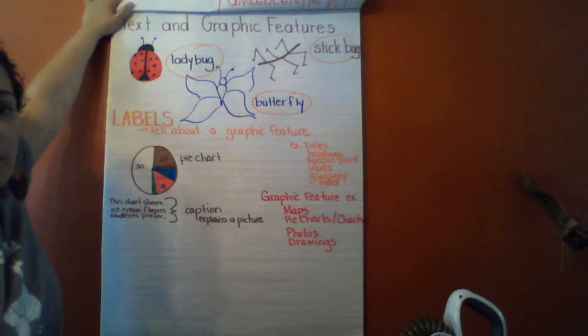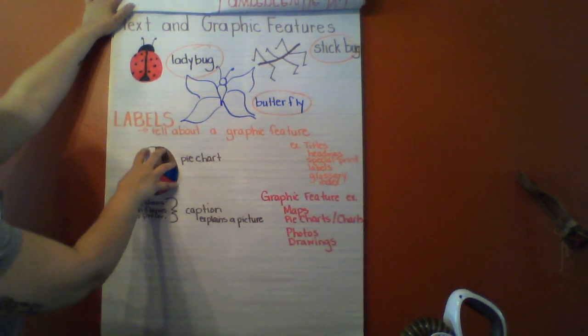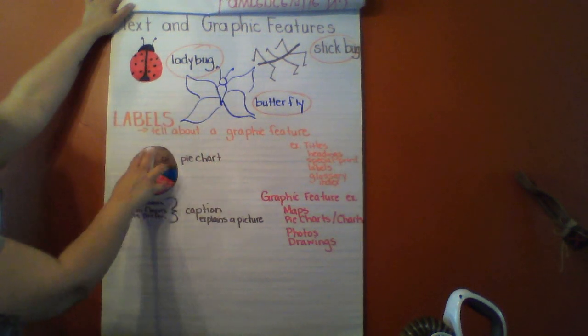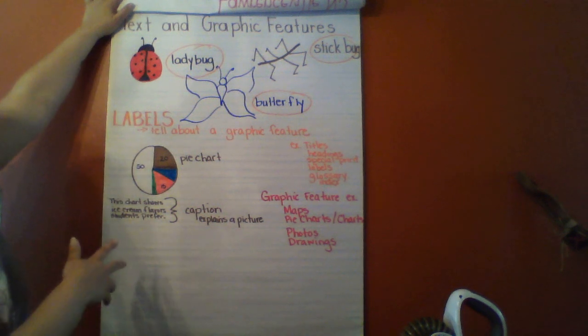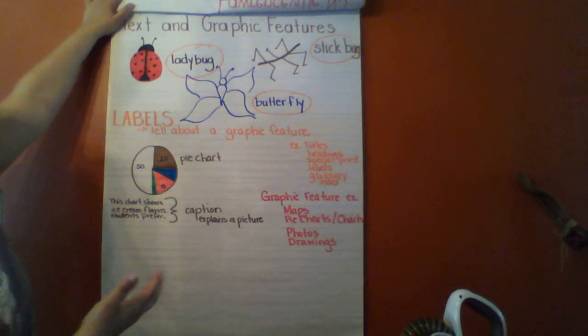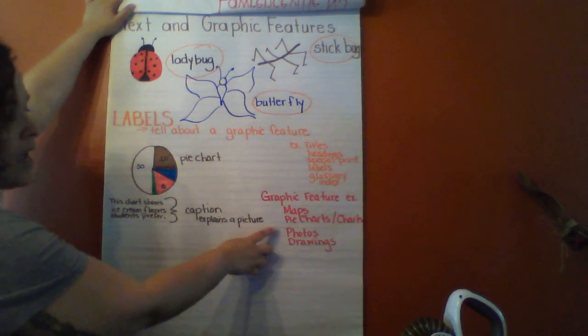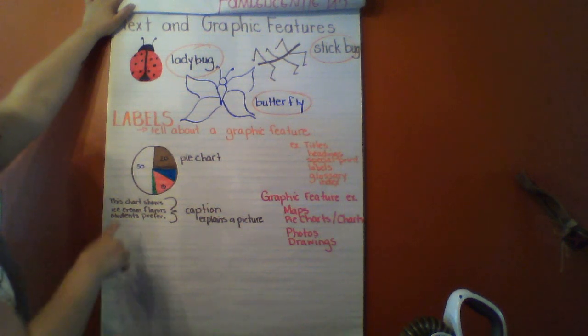There's also graphic features. One of the ones that I drew was a pie chart. So this graphic is called a pie chart. You wouldn't see this word next to it. You would just know that that's what it is. And a graphic feature can be anything that's a picture, like maps, pie charts, or any other type of chart. Photos, drawings, those are just examples of some graphic features.